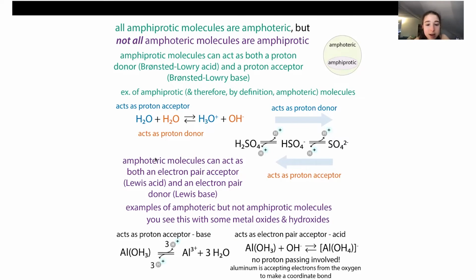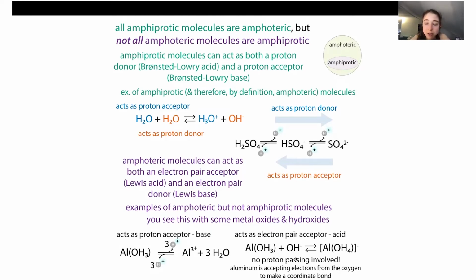However, there are some amphoteric molecules that are not amphiprotic, and this goes back to the whole Lewis acid-base thing that you might see with some metal oxides and hydroxides. An example of this is aluminum hydroxide. It can act as a proton acceptor, and this hydroxide becomes water, taking the protons. So this is what we're used to with acids and bases, right? But then we go to its acid behavior.